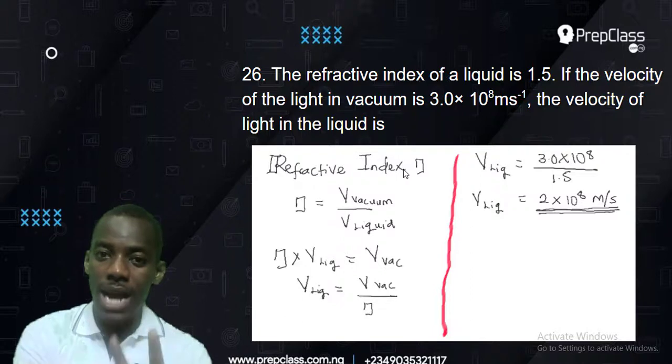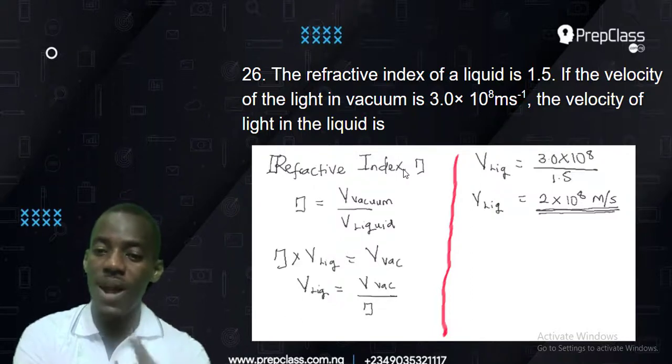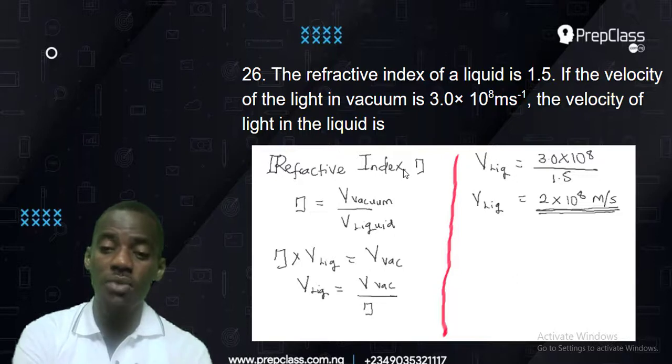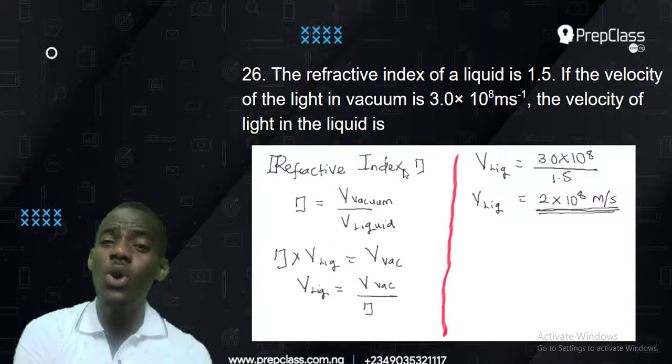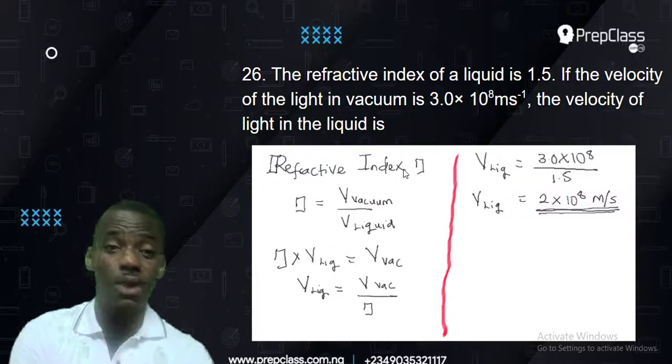What I just did here is that I said 3.0 divided by 1.5, that gave me 2. I never divided 10 to the power 8. I just put times 10 to the power 8, and that gave me my answer. The velocity of the liquid is 2 times 10 to the power 8 meters per second. Now, the most important thing in this question is the formula. If you know the formula, you can blast the question.